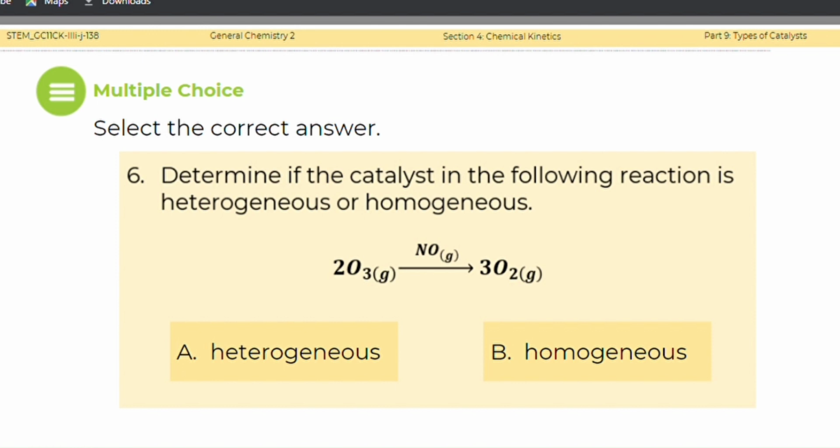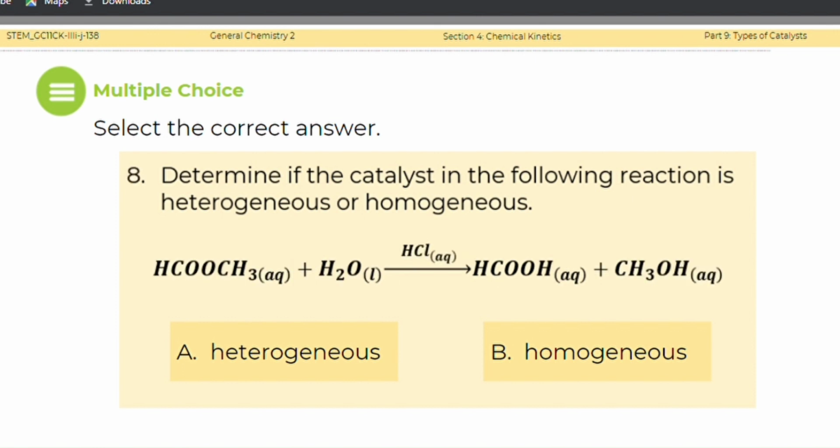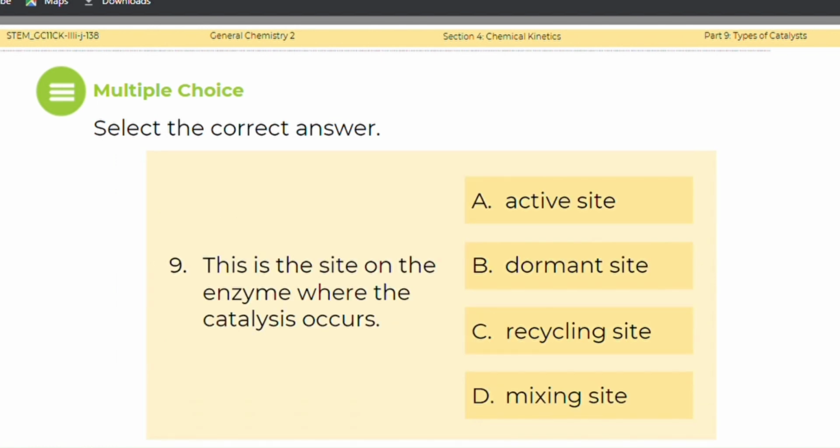Numbers 7 and 8: Determine if the catalyst in the following reaction is heterogeneous or homogeneous. Select the correct answer.